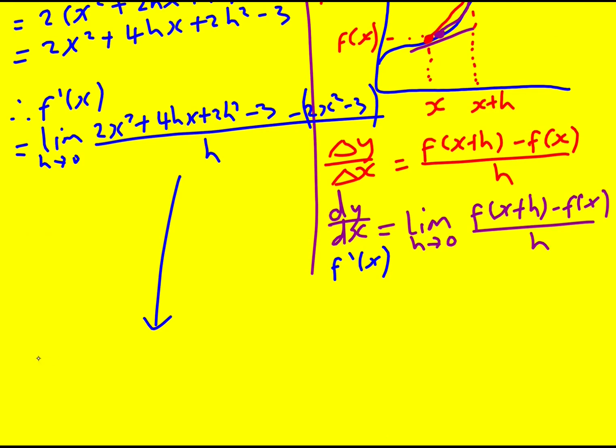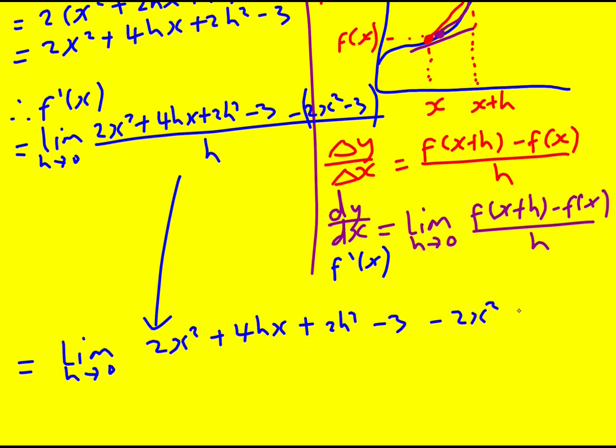Right, I'm going to move down here where there's a bit more space. So it's going to be 2x squared plus 4hx plus 2h squared minus 3 minus 2x squared plus 3. This is always the same sort of thing when you're differentiating from first principles. You always get these terms cancelling out. Oh, and that one and that one.